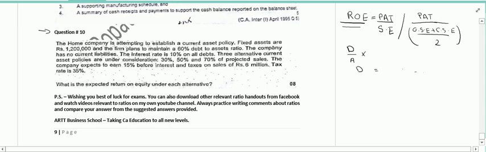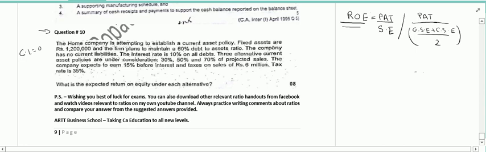Okay. After this, the question further says that the company has no current liabilities. So the value of current liabilities will be 0. The interest rate is 10% on all debts. We have to pay interest, which is 10%. There are 3 alternative current asset policies. Alternative means different. I am not adopting a single policy, but I have 3 options, I have 3 alternatives, I have to select one of them.